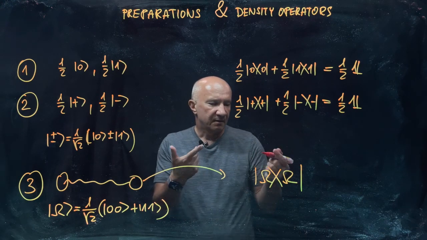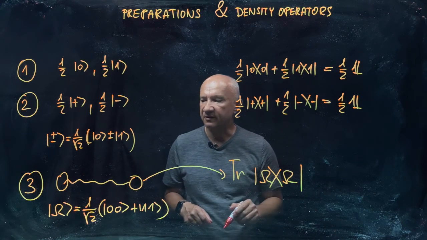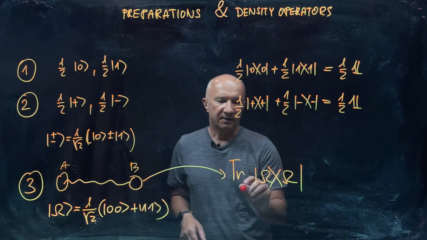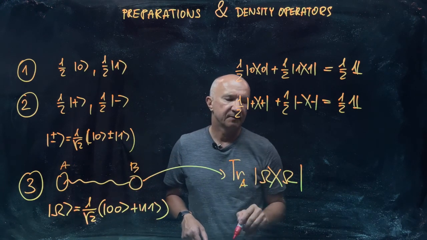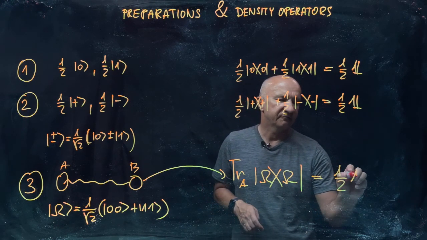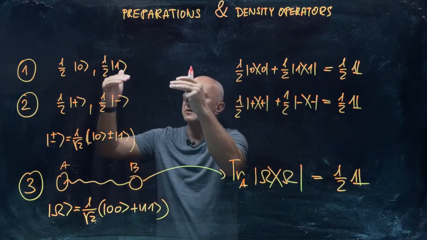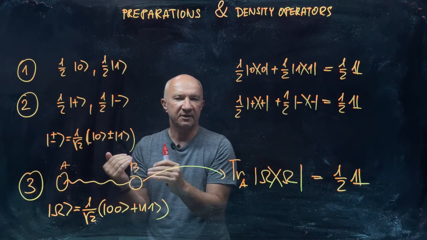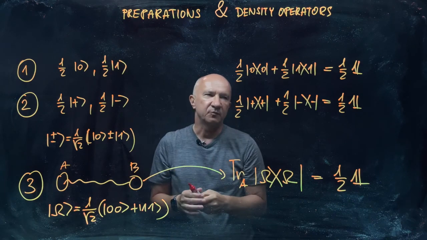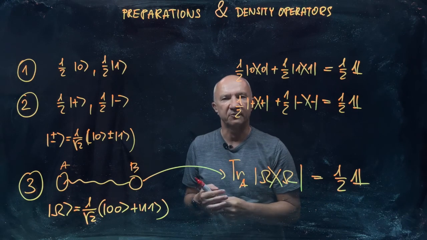So the density operator associated with the subsystem is the partial trace. Let this be qubit A and this qubit B. I trace over A. And when I do this operation, I get half of the identity as well. So here we have a situation where we have 3 very different preparations, right? But when I just present a qubit to you, all you can do is to associate the same density operator with each preparation.